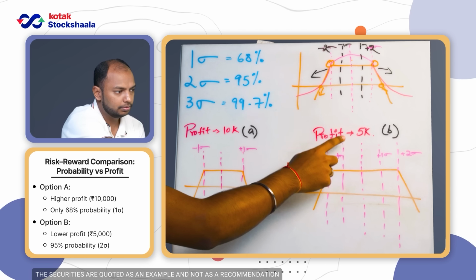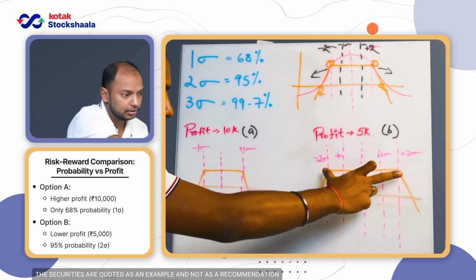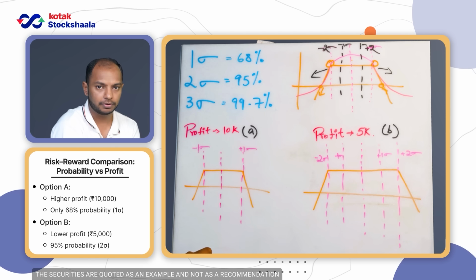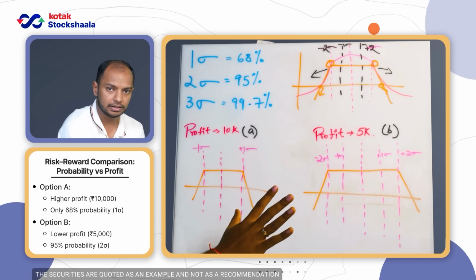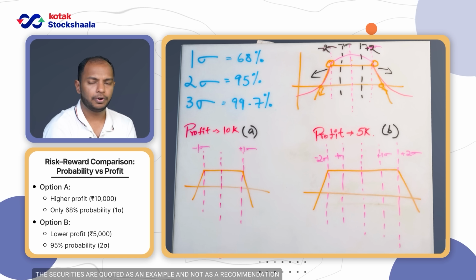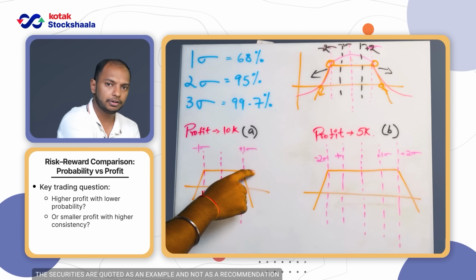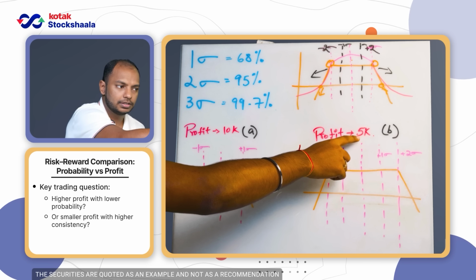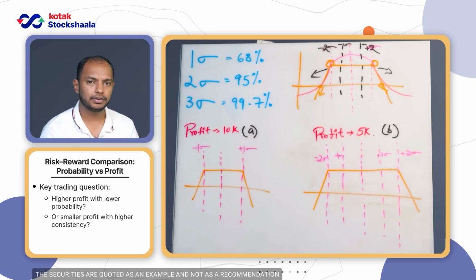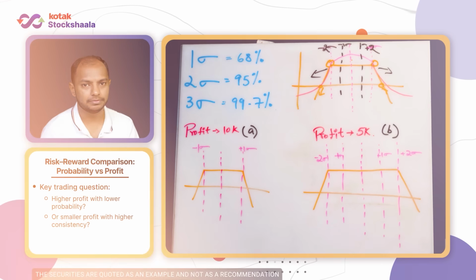Whereas if I go to the second option for profit, here in this case, it is sitting within a 2 standard deviation, which means there's a 95% probability of profit and only a 5% chance that it might go outside this range. So what would you choose? Would you choose a higher profit and a lower probability of profit, or would you choose a smaller profit but a guaranteed one almost? Think about it. What would you choose? And whatever you choose, let me know in the comments below.